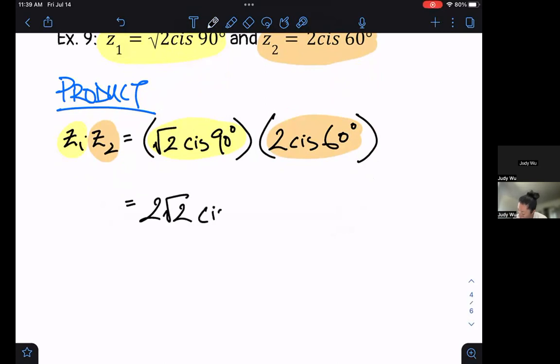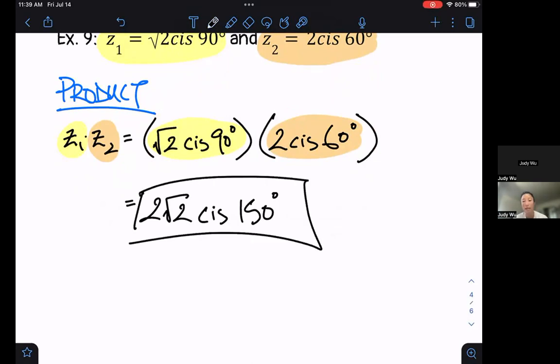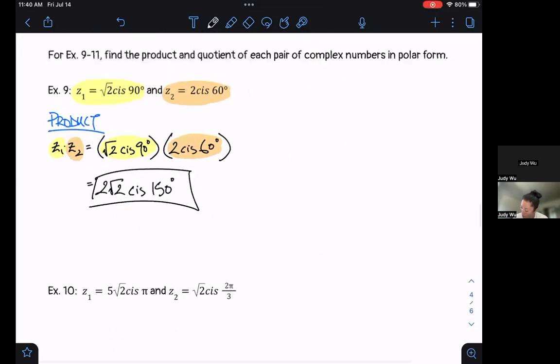But then I'm going to tell you that the new theta is not 90 times 60, but it's actually 150 degrees. Give you a moment to think about where that might come from. Where might we get the 150 degrees from? Okay. And while you're thinking about that, let's go ahead and set up for a quotient.